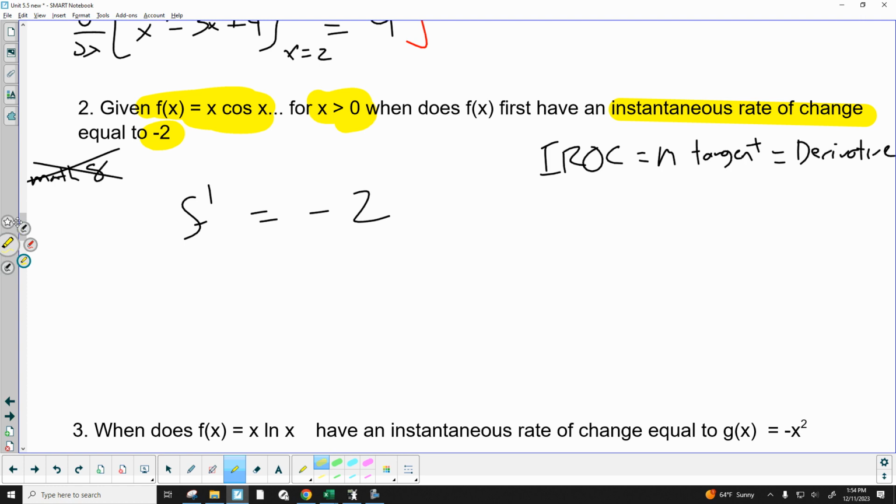This is where the calculator comes into play. So, again, this is a calculus test, not a calculator test. Start using your calculus knowledge. Take the derivative of x cos x, set it equal to -2. All right, everybody write down the derivative of x cos x.